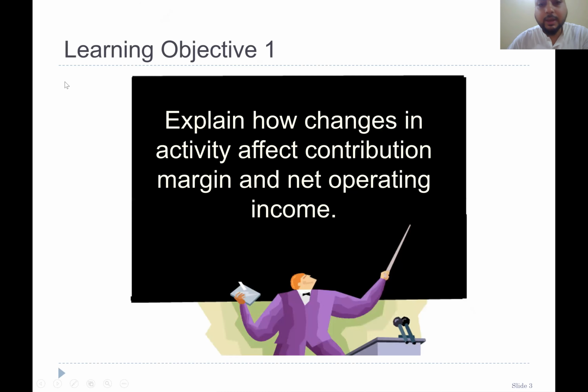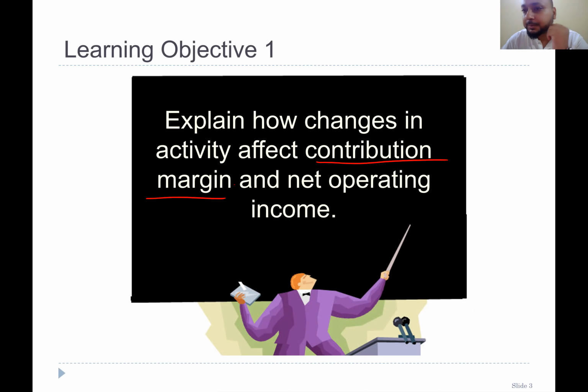Let's dive into that one. Our first learning objective is to explain how changes in activity affect contribution margin and net operating income. The new term here is contribution margin.